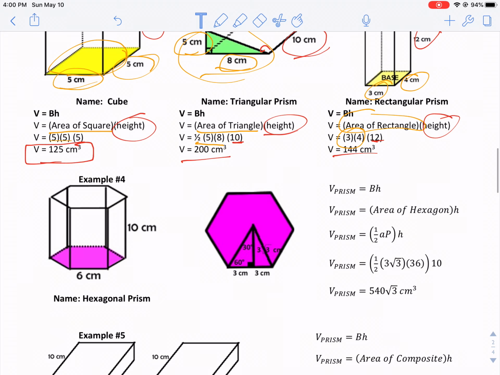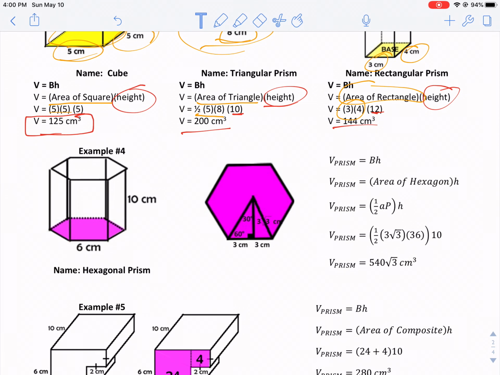Next example, they give you a hexagonal prism. And it's a regular hexagon, so remember that's when we have our formula that is 1/2 times the number of sides times the side length times the apothem, or the apothem times the perimeter times 1/2. That's where they're getting this part right here.